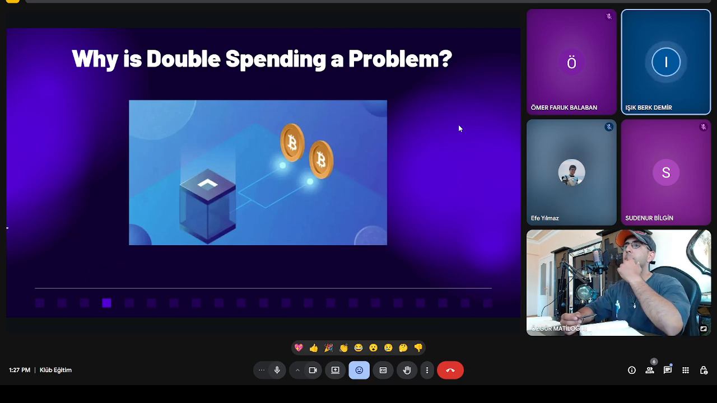Now, why is double spending a problem? In the traditional banking system, banks prevent this by checking your balance before approving a transaction. Blockchains are decentralized. There is no single bank or authority. So if there's no one to verify if the money has already been spent, digital currencies would be super easy to fake or duplicate, which would make them basically useless.